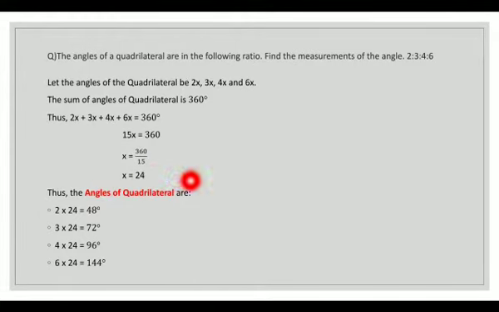Thus the angles of quadrilateral are 2 into x. x is 24. So 2 into 24, which is 48 degree. Again 3x. So 3 into 24, which is 72 degree. 4 into 24, which is 96 degree, and 6 into 24, which is 144 degree. So the angles of quadrilateral are 48 degree, 72 degree, 96 degree and 144 degree.